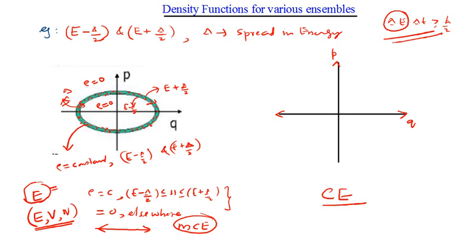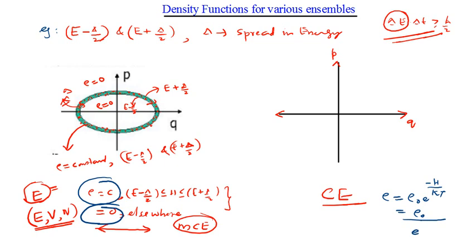And we have seen that the density function, unlike the case of the microcanonical ensemble, where the density function is equal to a constant somewhere and equal to 0 elsewhere, here the density function is given by an exponential relationship. That is rho equal to rho 0 into e raised to minus H divided by kT. What does it mean? We can rewrite this as rho 0 divided by e raised to H by kT, taking e raised to minus H by kT to the denominator. What is the physical meaning of this?